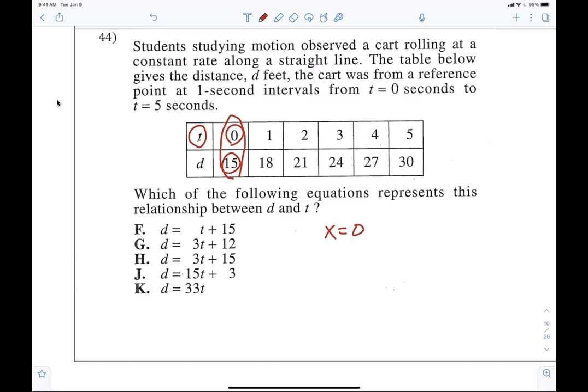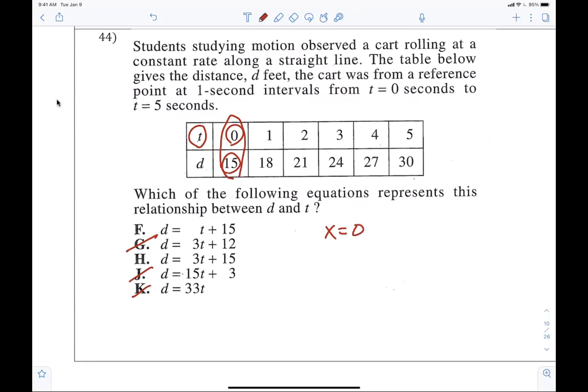So now I know the answer has to be either what or what. What is the answer? F or H. It's either F or H. How do I know it's F or H? Those are the two with the y-intercepts that are 15. So I'm crossing out G, J, and K. Now the only thing I'm missing is the what? The slope.